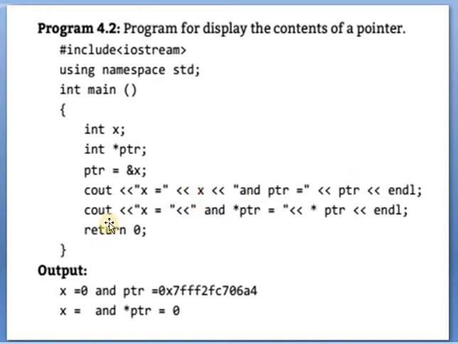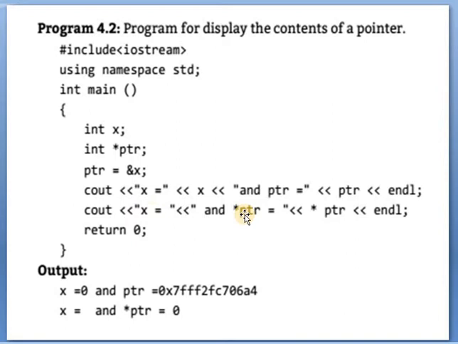Now what is the second displaying statement? cout x equals value, and *ptr equals *ptr.